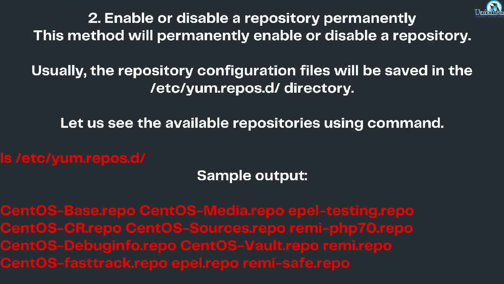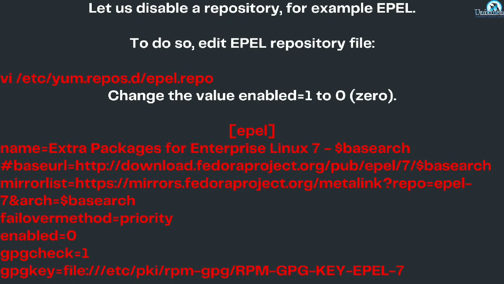2. Enable or disable a repository permanently. This method will permanently enable or disable a repository. Usually, the repository configuration files will be saved in the /etc/yum.repos.d/ directory. Let us see the available repositories using command. Sample output. Let us disable a repository, for example EPEL.